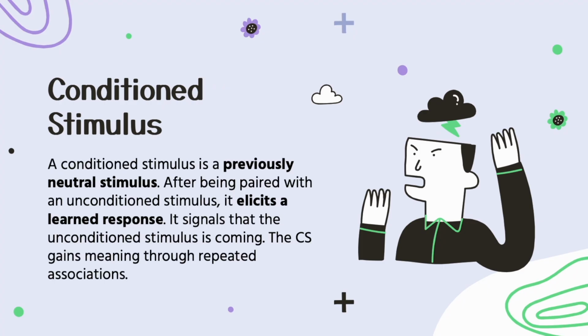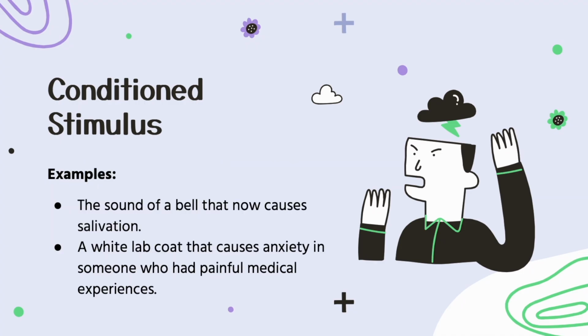a blink. A conditioned stimulus is a previously neutral stimulus. However, after being paired with an unconditioned stimulus, it elicits a learned response. It signals that the unconditioned stimulus is coming. The CS, or conditioned stimulus, gains meaning through repeated associations. Here's a couple examples of conditioned stimuli.